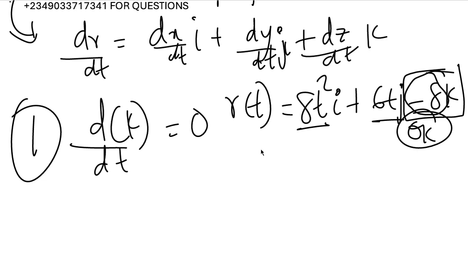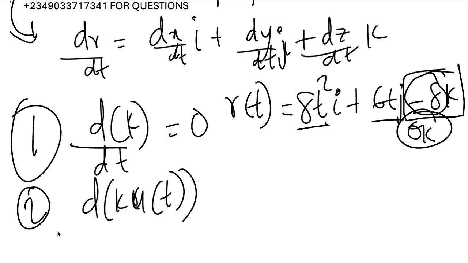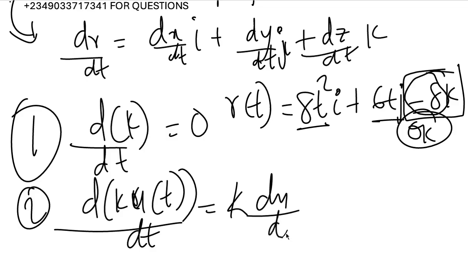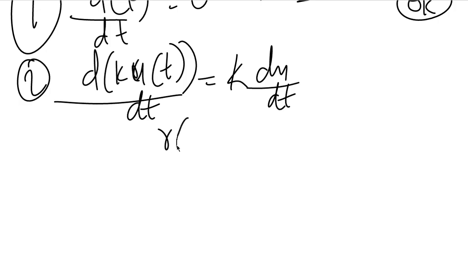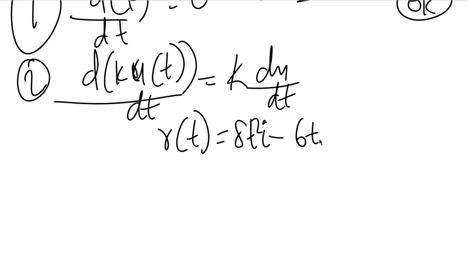Moving on, the next thing is that if you now have a constant attached to a function of t, let's call that function u, then d(k u(t))/dt is going to be equal to k du/dt. Just like the example I gave now, where we said r(t) is equal to 8t squared i, negative 60j, and negative 8k.